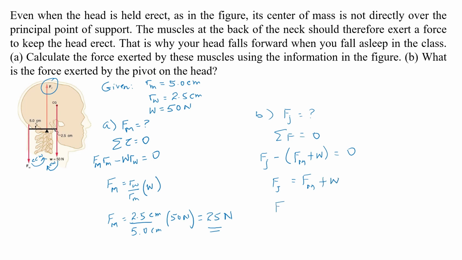Plug in the numbers. F sub m we have calculated in A is 25 newtons, and W is 50 newtons, and that's equal to 75 newtons. So the force exerted by the pivot is 75 newtons up.